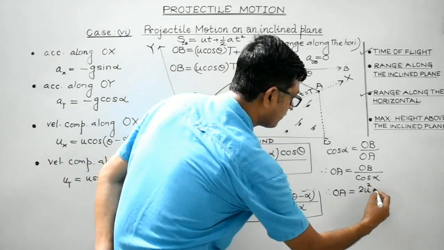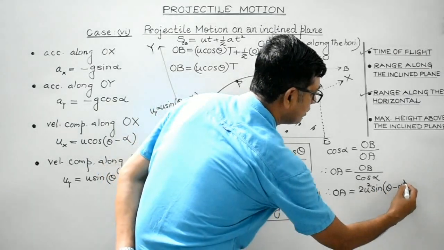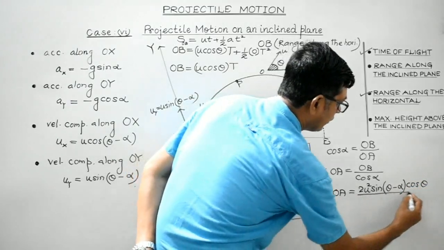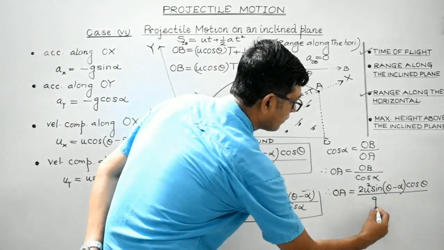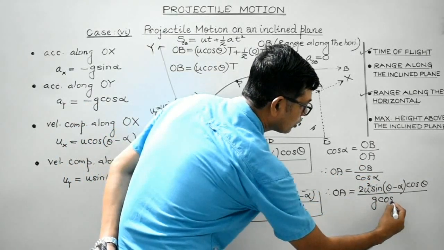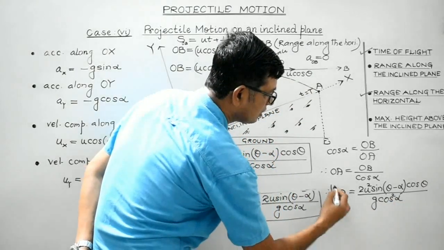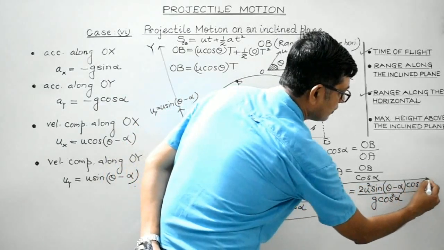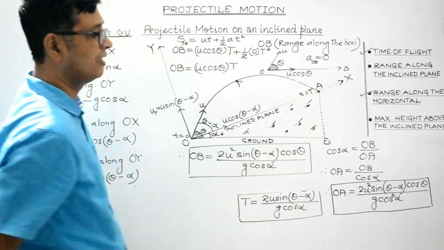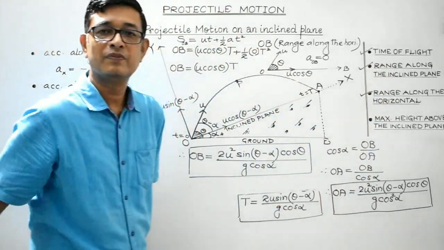So what we get is 2u square sine theta minus alpha. Over here we will get cos theta divided by g. This is cos alpha and this is divided by cos alpha. So here we get cos square alpha. So students, this is the expression for the range of the projectile along the inclined plane, right? So these are the three very, very important expressions.